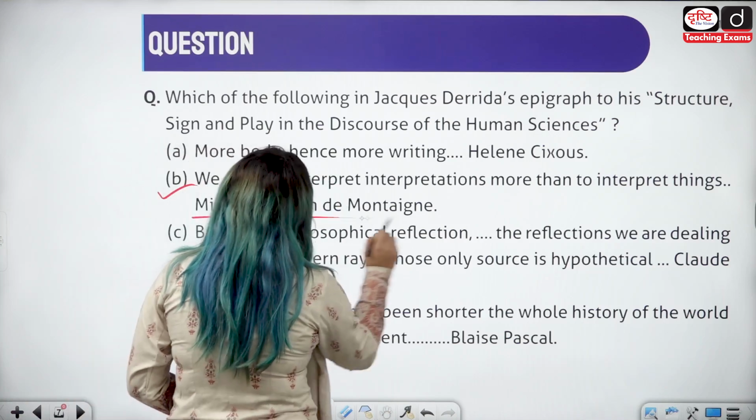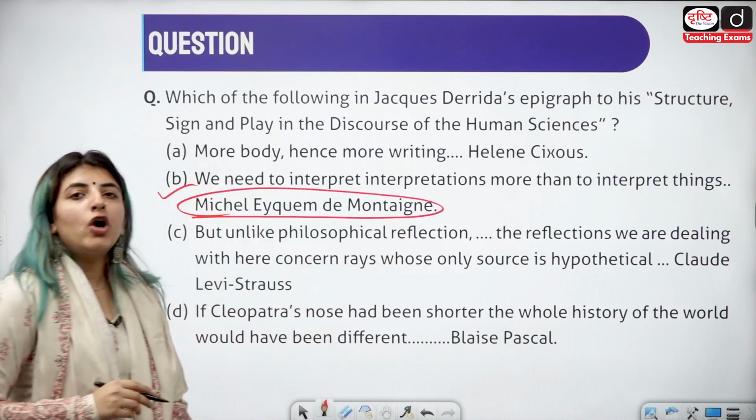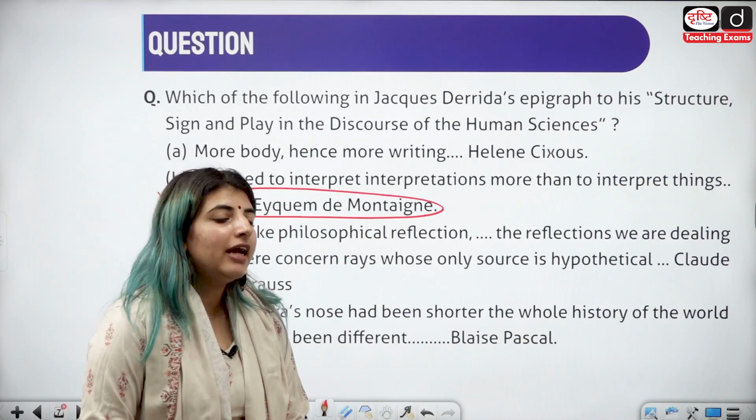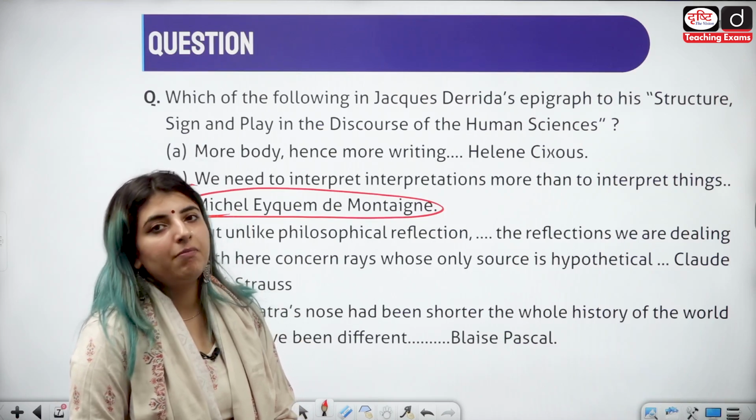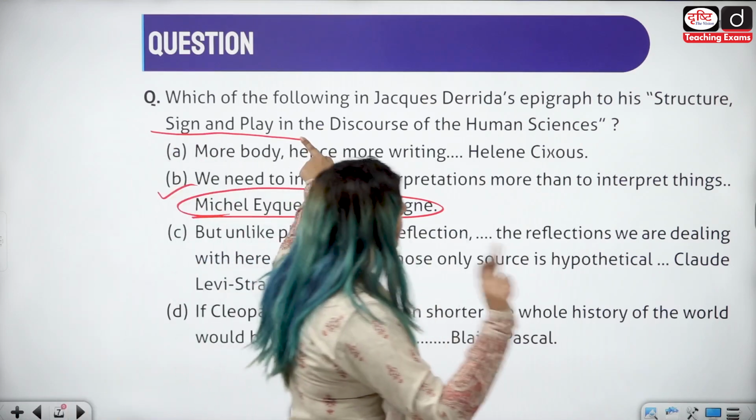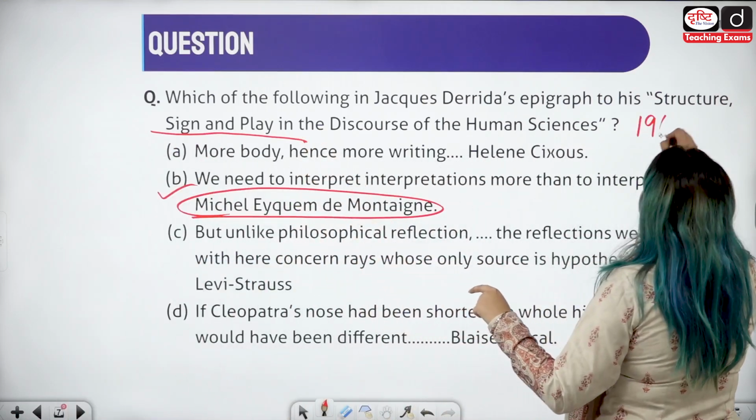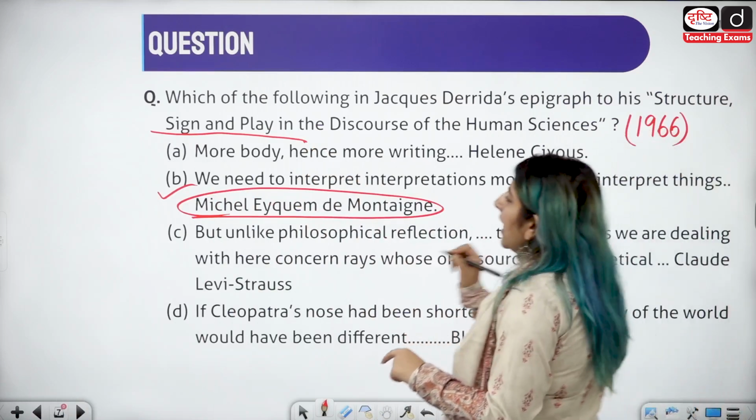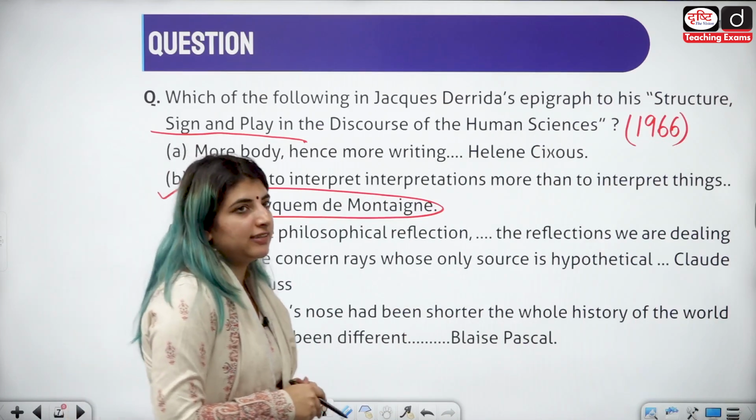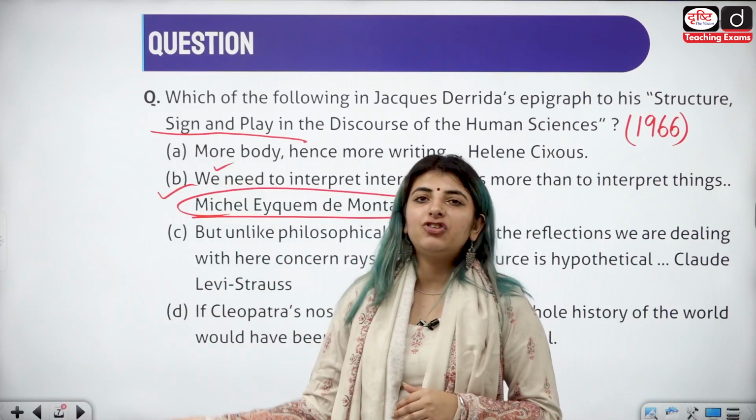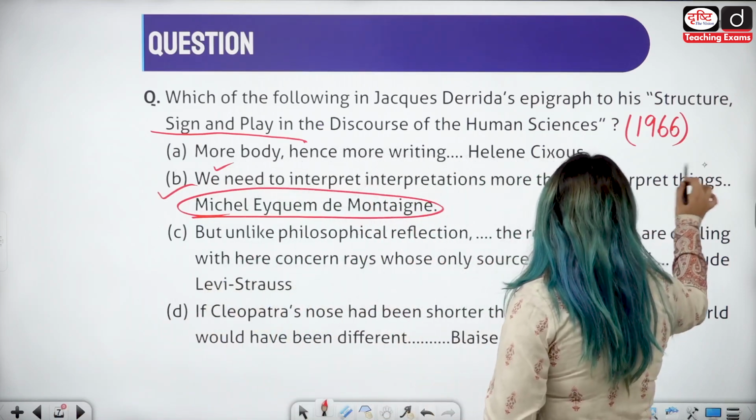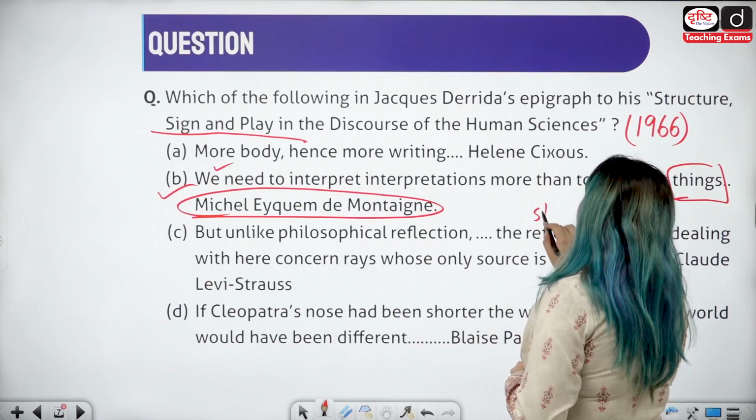He takes this line from Michel de Montaigne and uses it as an epigraph to his work Structure, Sign and Play in the Discourse of Human Sciences, which was published in the year 1966, mind you guys. And what do we mean by this? Because we know post-structuralism or deconstruction as a school was challenging the theories which the structuralists had. So the things here he is referring to are the structures that are made.